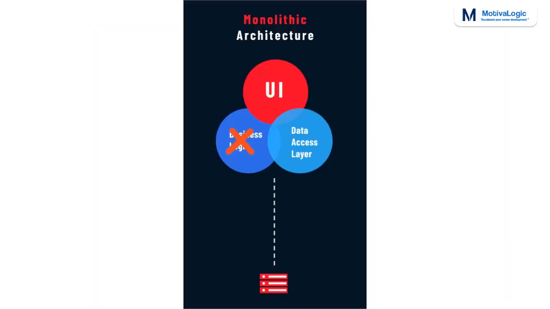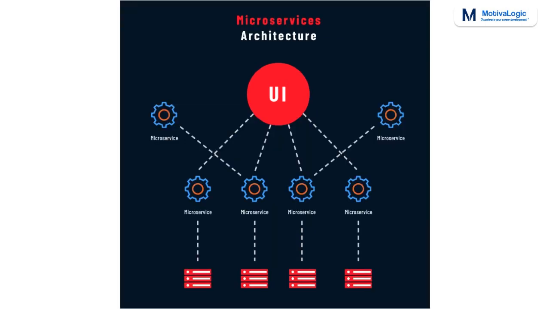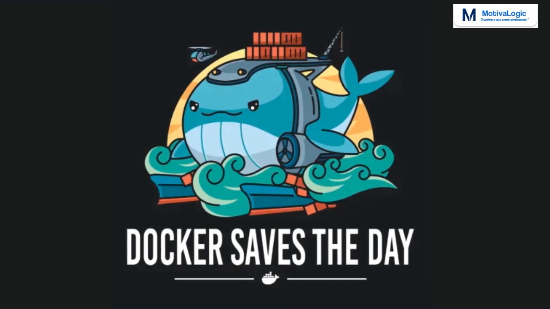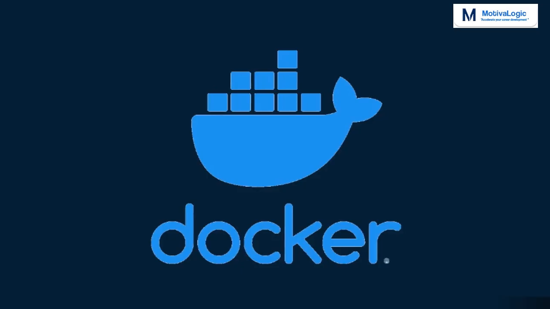The downside of this is, if one part of the application crashes, you must shut down the entire app to fix it. In contrast, microservices break down this monolith into smaller, independent services, each handling a specific function like payments, inventory, or user authentication. This loose coupling makes it easier to maintain and update. But it has its own challenges. Managing multiple servers and databases becomes more complex and costly. And this is where Docker comes into play.